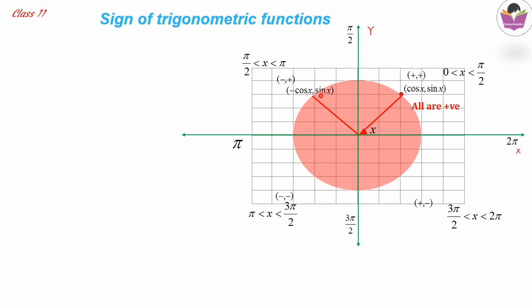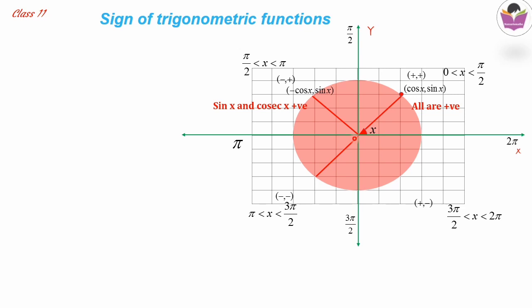Positive ones, if you take, sin x is positive. Among the six trigonometric functions, sin x positive means only cosec also will be positive. So here, sin x and cosec x will be positive.